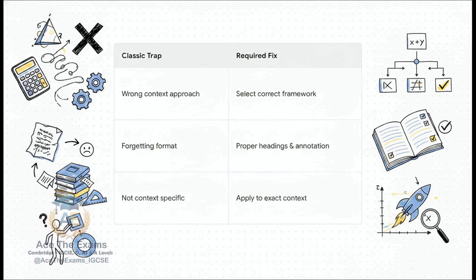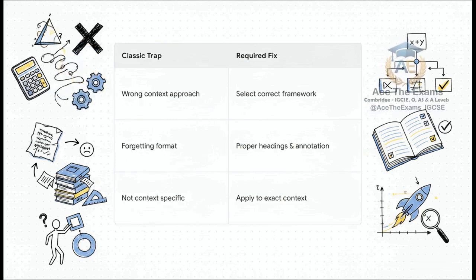Trap number 2, forgetting your format and presentation. Examiners honestly despise messy work. The fix here is strict adherence to conventions. We're talking proper headings, clean annotation. And the third major warning, giving answers that aren't specific to the context. You can't just regurgitate a generic solution you memorized at home. You have to mold your concepts to fit the exact, usually completely unfamiliar scenario the exam throws at you.